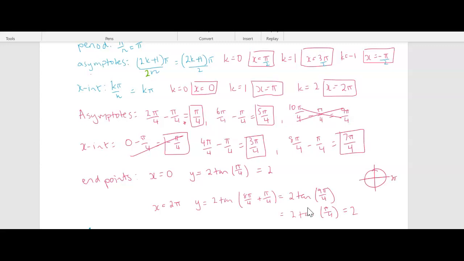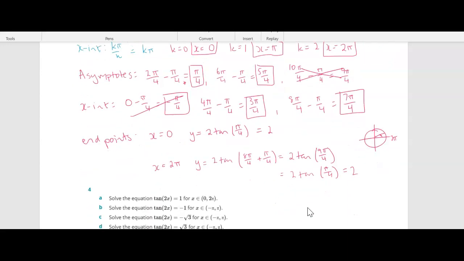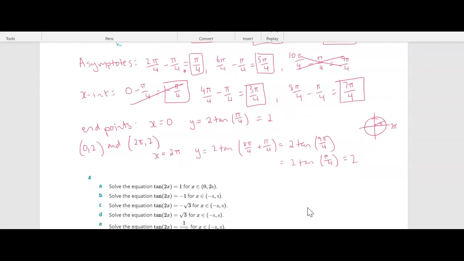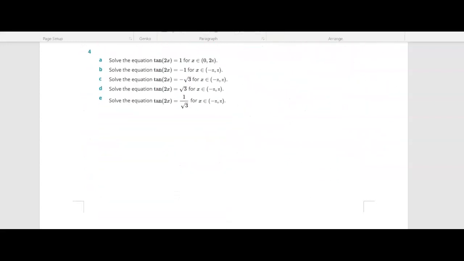So my knowledge of the unit circle, I just quickly thought about this in my head. There's 2 pi plus pi on 4, which is the same as 0 plus pi on 4, and tan of pi on 4 is 1. So again, it's 2. Our endpoints are going to be, let's write them over here, (0, 2) and (2 pi, 2). Let's get rid of question 4.